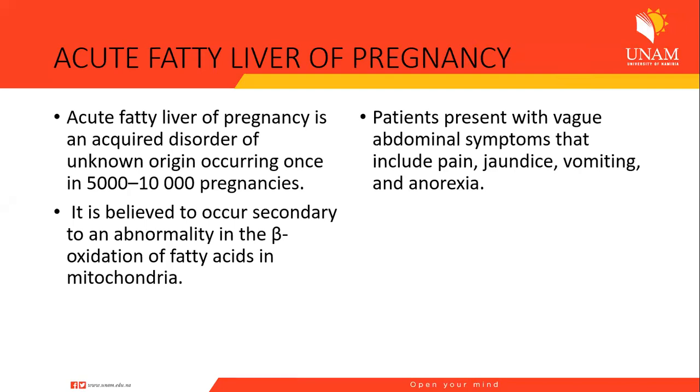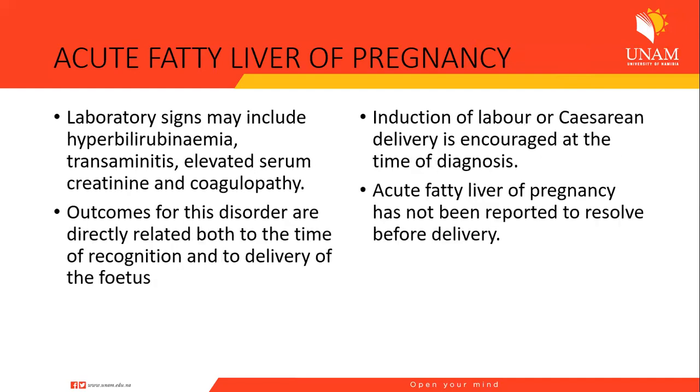jaundice, vomiting, and anorexia. And these are very unspecific, and if care is not taken, one may miss the diagnosis. So a high index of suspicion is required to make a diagnosis of acute fatty liver of pregnancy. Laboratory signs will include hyperbilirubinemia, transaminitis, elevated serum creatinine, and coagulopathy. This coagulopathy is very important too, because the earlier you pick it, the better for the patient. And it also determines the patient outcome.